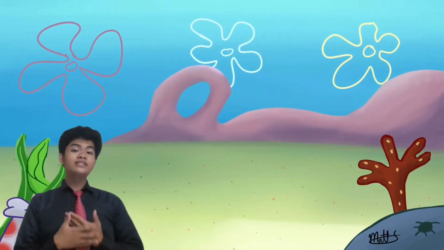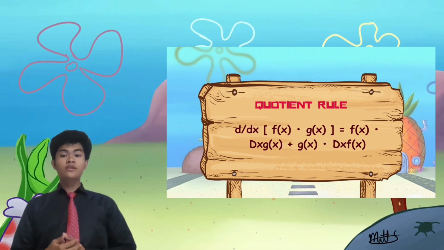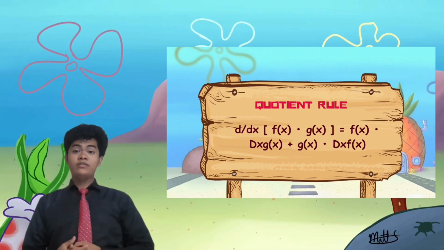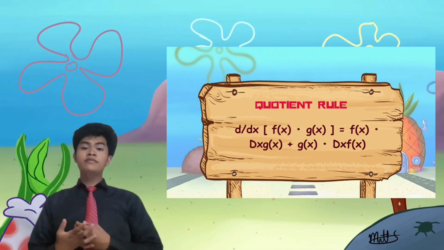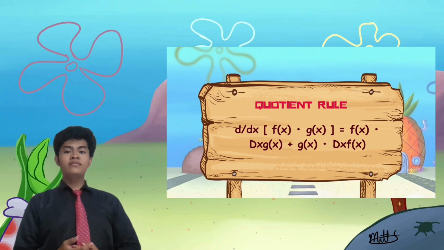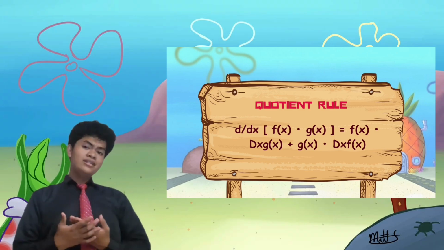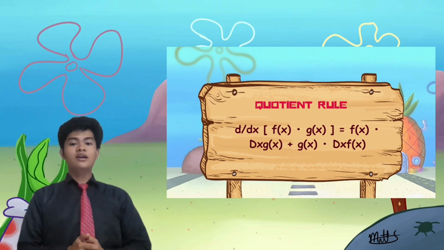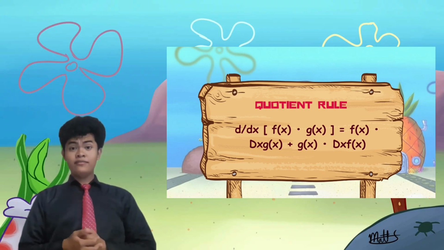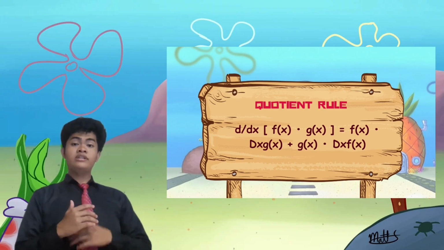Well, hello there. Now I will discuss to you the quotient rule. In this rule, the formula will be the derivative of f divided by g is equal to g times the derivative of f minus f times the derivative of g, and then we will put a square on the denominator. It might seem complicated, but it really isn't. Always remember that f is the numerator and g is always the denominator.